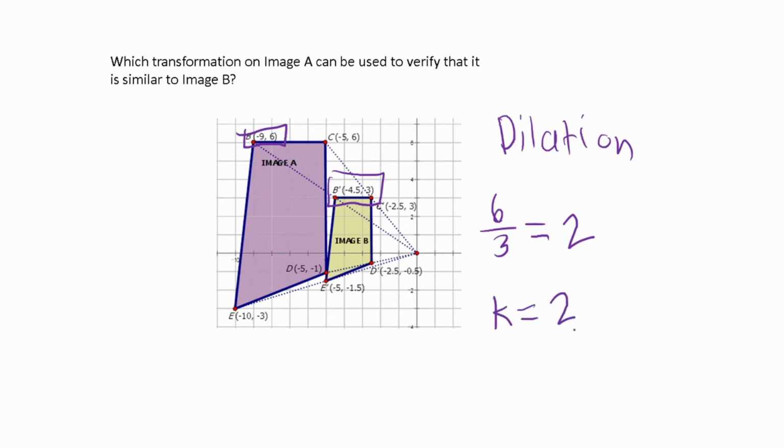So it's a dilation. Actually, sorry, I did this the wrong way. It shouldn't be 2. It should be the other way. It should be 3 over 6 because that's our new point. It's the new point over the old point, which would then be 1/2. So our scale factor is 1/2, which makes sense because it's getting smaller. A scale factor of 1/2, which is a fraction or a decimal, is a number less than 1, which means a reduction.